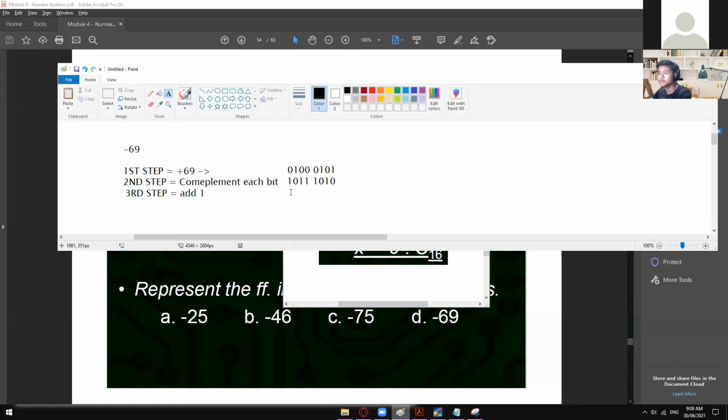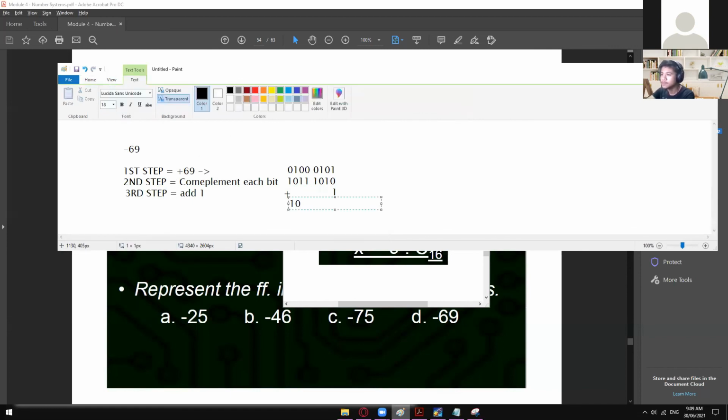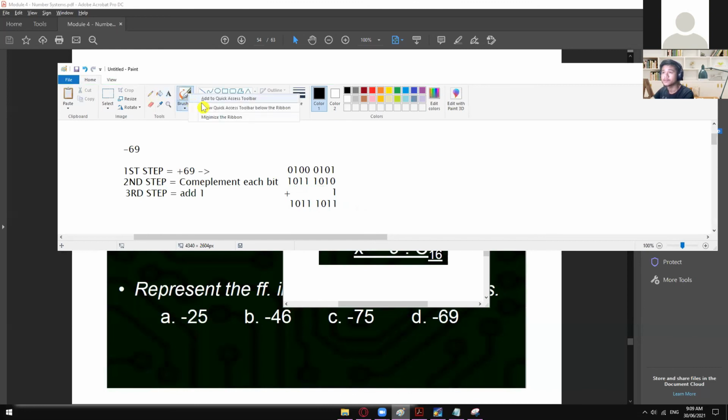You press tab, it doesn't work anymore. Positive 1. Okay. So in here, it's 1, 0, 1, 1, 1, 0, 1, 1. So 0 plus 1 is 1. Okay. There you go. Okay, so this is now the representation of -69. 1011 1011.